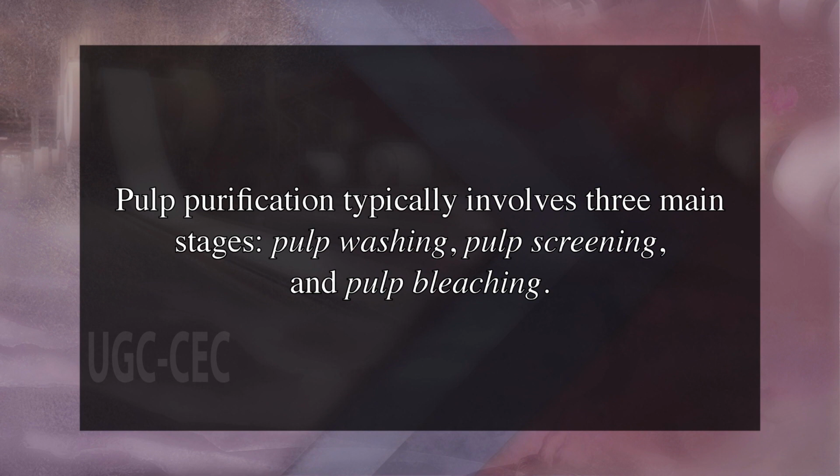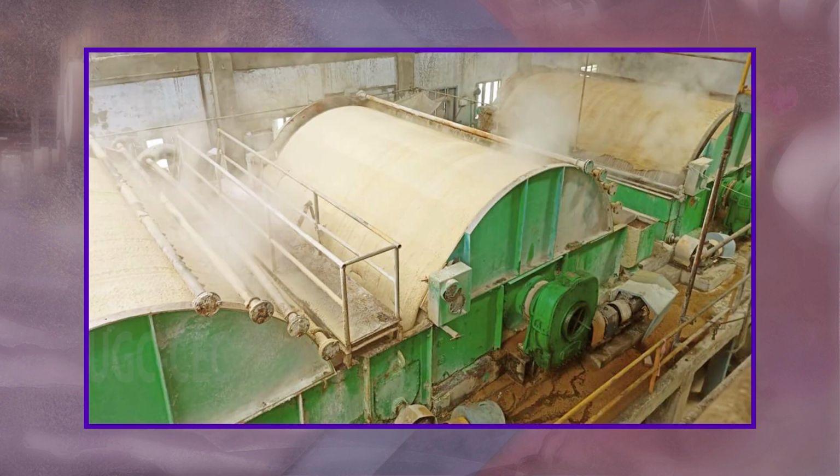Pulp purification typically involves three main stages: pulp washing, pulp screening, and pulp bleaching. Pulp washing is the initial step that separates the pulp from the cooking waste liquid. To achieve this, 3 or 4 vacuum drum washers or pressure washers are commonly employed.